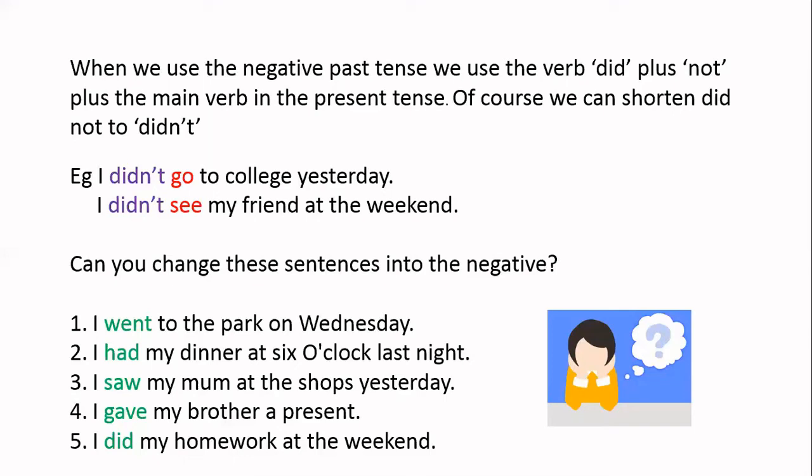Number 4, I gave my brother a present. Would be, I didn't give my brother a present. And number 5, I did my homework at the weekend. Would be, I didn't do my homework at the weekend.